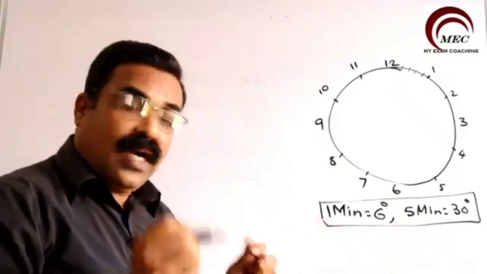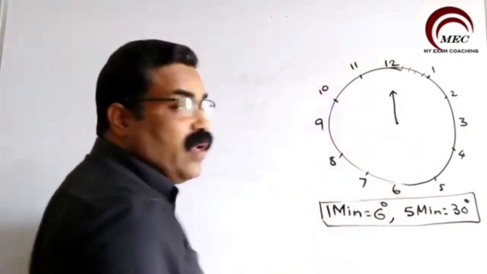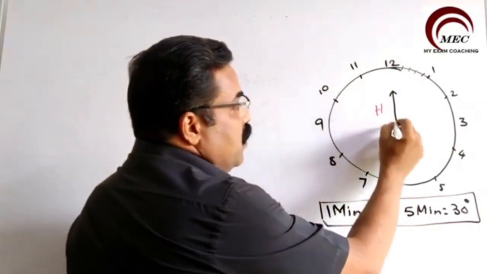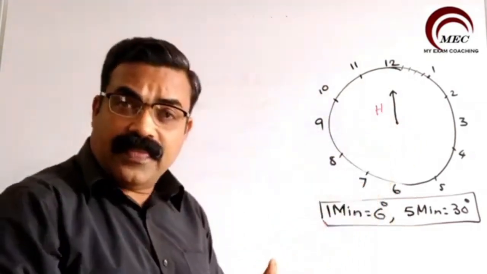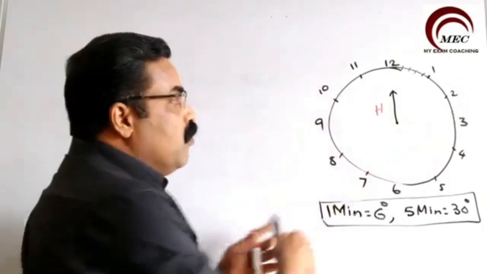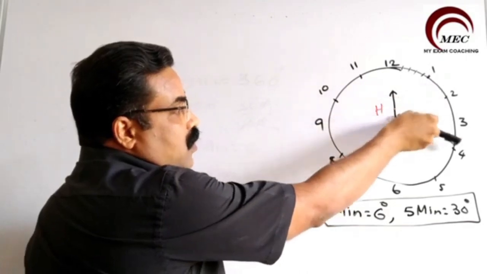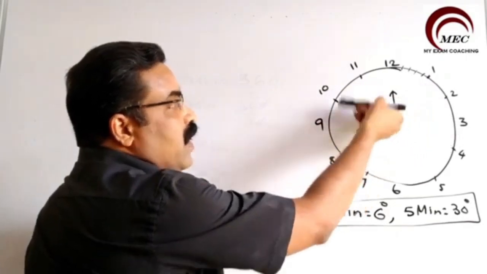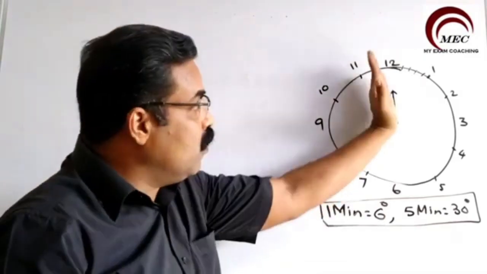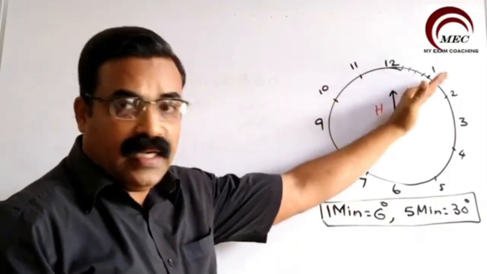Now let me draw the hour hand. The hour hand will be the smaller one. When we talk about this hour hand, from 12 o'clock, when it becomes 1 o'clock, it moves from here to here, then 2 o'clock, 3 o'clock, 4 o'clock, 5 o'clock, 6 o'clock, like that. So every 1 hour, it moves 30 degree.